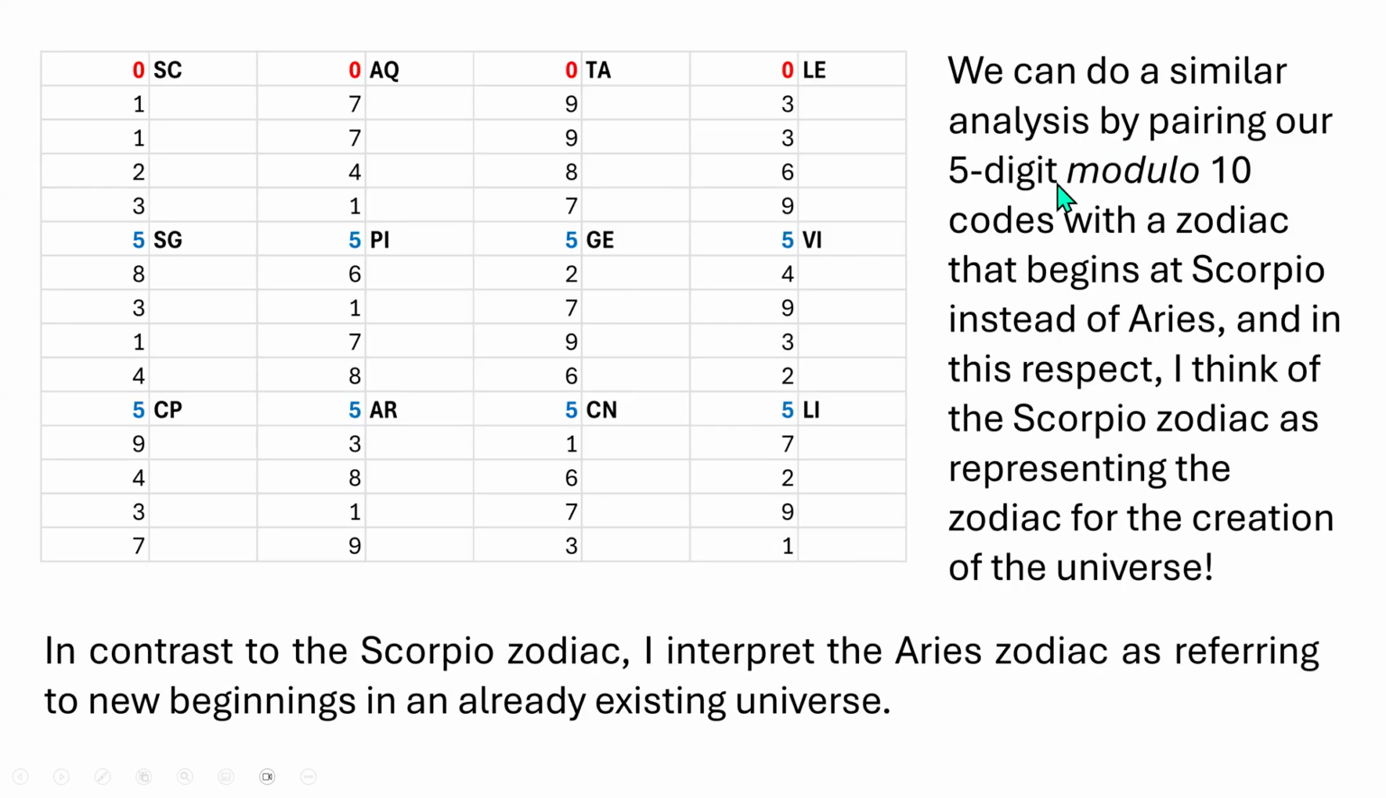Now we can do a similar analysis by pairing our 5-digit modulo 10 codes with the zodiac that begins in Scorpio instead of Aries. In this respect, I think of the Scorpio zodiac as representing the zodiac for the creation of the universe. And I've already gone over how that Scorpio zodiac symbolizes quite well the Big Bang and what followed. But in contrast to the Scorpio zodiac, I interpret the Aries zodiac as referring to new beginnings in an already existing universe. Okay, so here I've got my 60 modulo 10 numbers, but I lay them on the zodiac beginning with Scorpio rather than Aries.